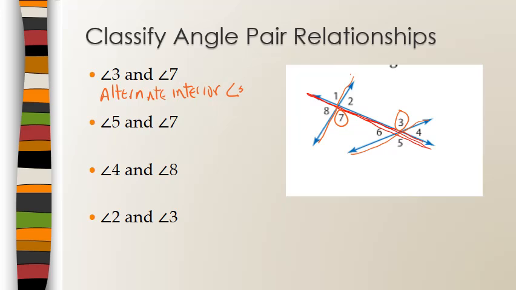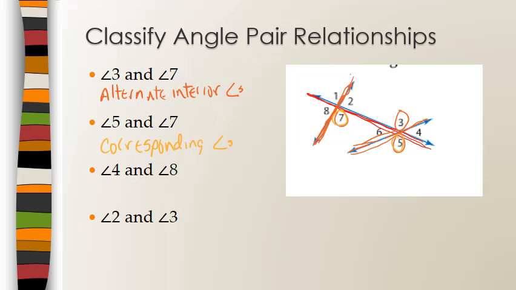Okay, let's see, 5 and 7. Well, 7 is on the interior, 5 is on the exterior, but 7 is at the bottom of this line here, and 5 is on the bottom. Put that in a different color. 5 is at the bottom of that line, so is 7, and so we would say that these are corresponding angles.